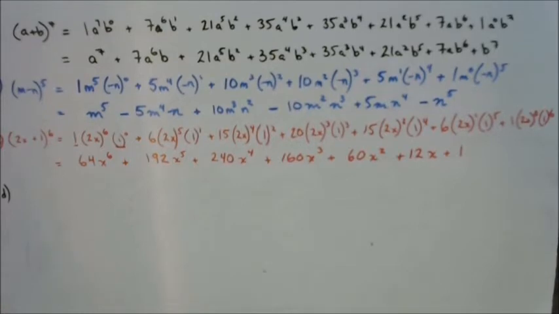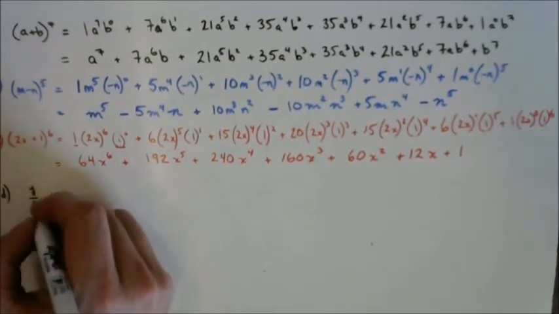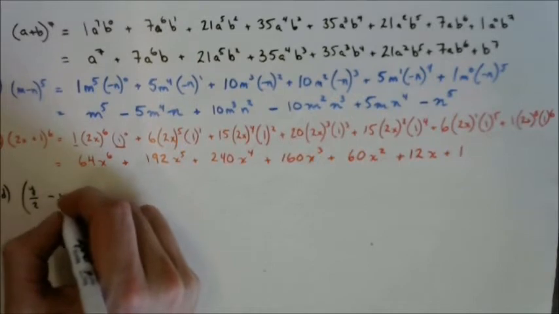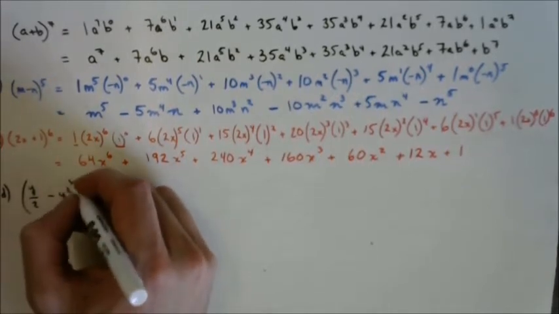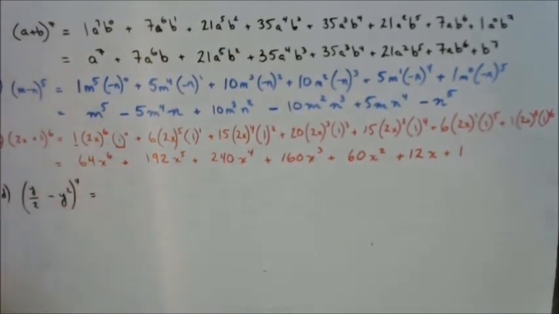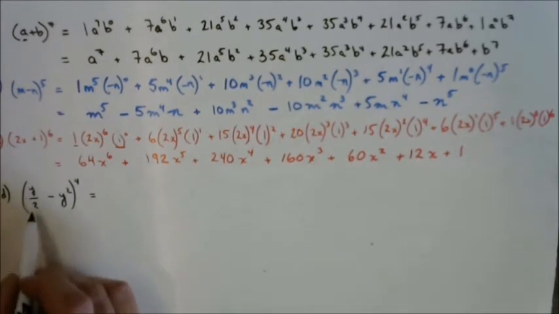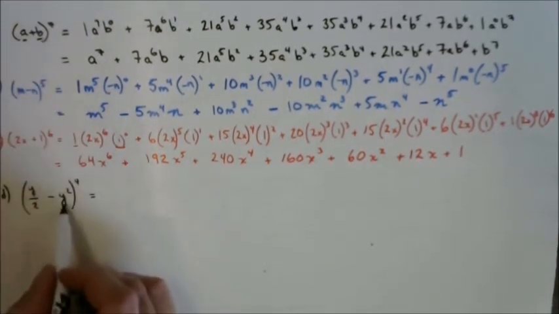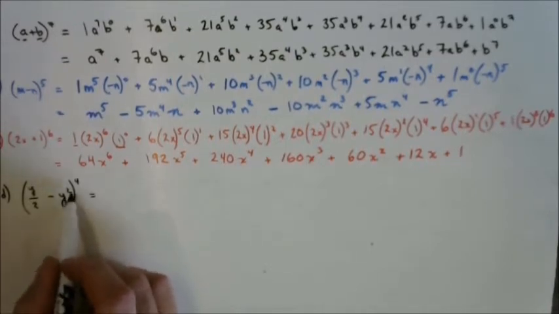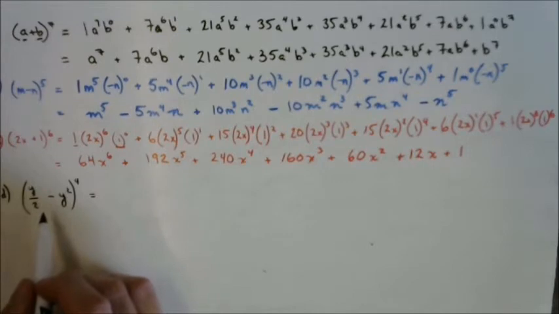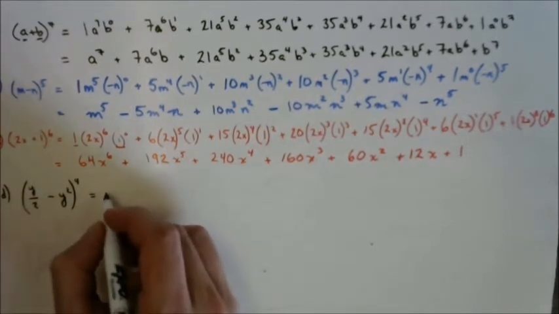D. We're looking at (y/2 − y²)⁴. So it's a little bit shorter, but also a little bit more complicated. The coefficients occur in row 4. And we're going to assume A is y over 2, and B is negative y squared, with a negative out in front of it. Let's see what happens. Coefficient 1.